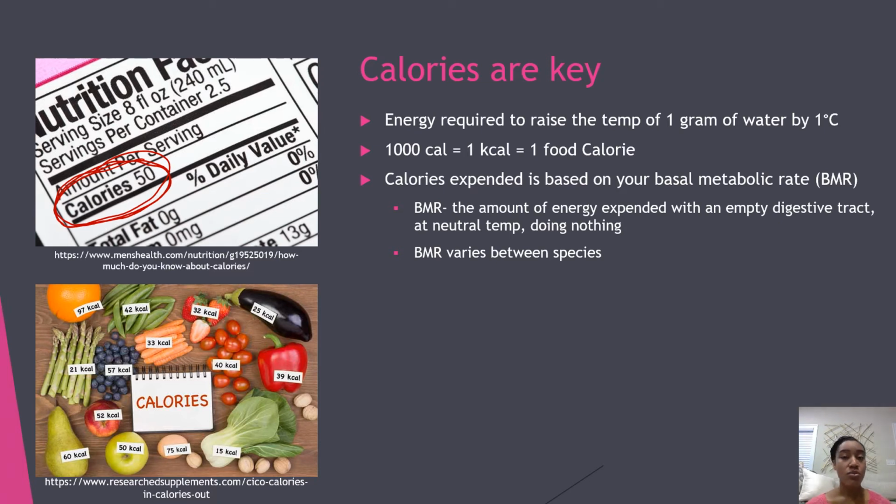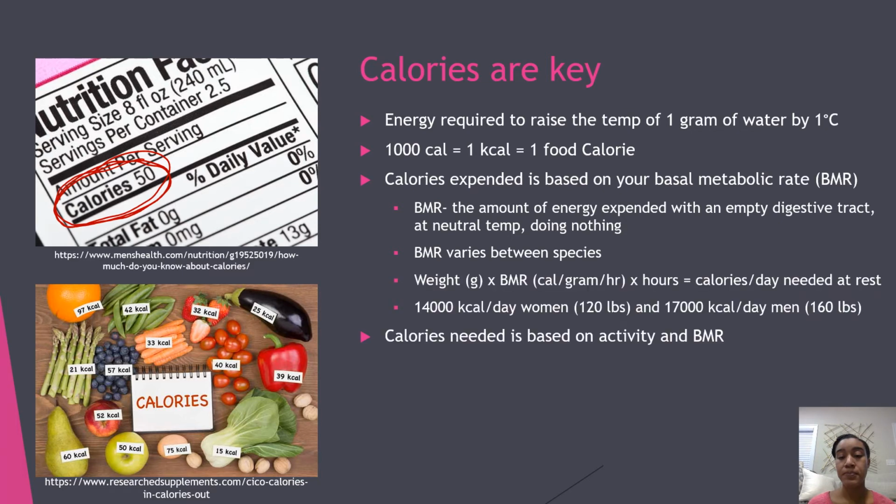And every animal's BMR is different. So some animals, especially smaller animals like rodents, whose heartbeat is very, very fast, have a higher BMR than something like a human does, because they require a lot more energy at rest to keep them alive than we do. So the BMR is not consistent between all animal species, and it's also not consistent from person to person.